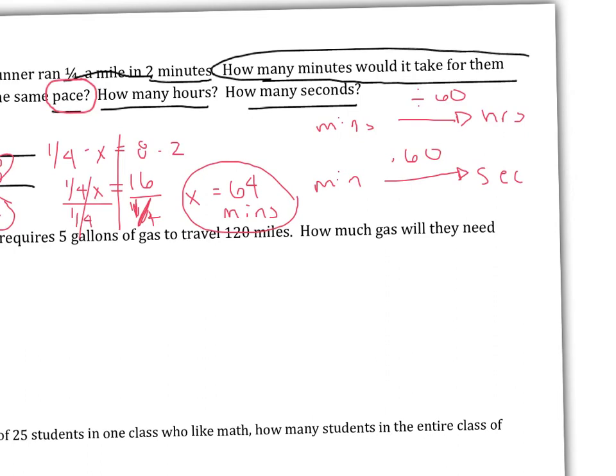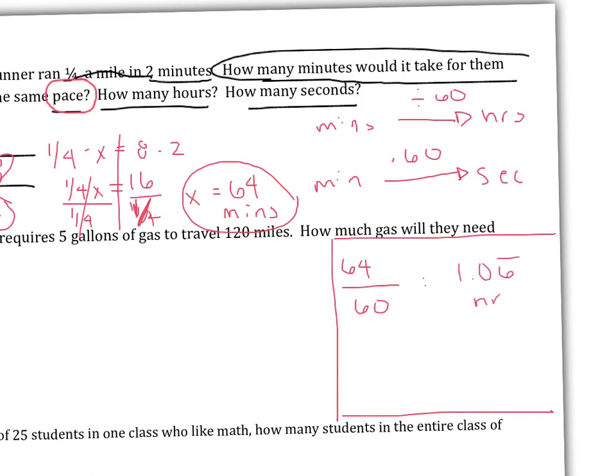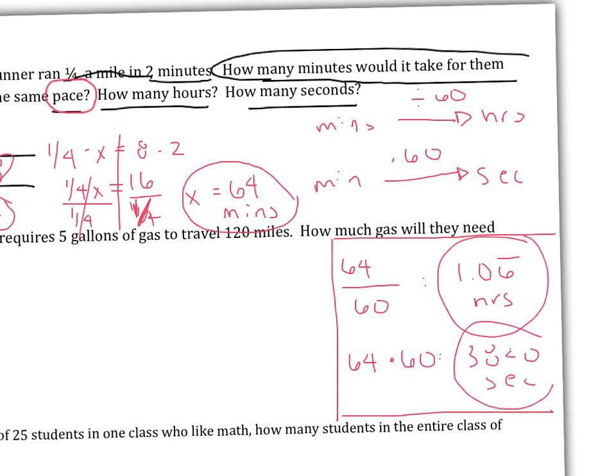So if you want to do this problem, I'll just do it down here. 64 minutes, if I want to figure out what that is as hours, I'm going to divide by 60. And that gives me 1.06 repeating hours. If I want to go from 64 minutes to seconds, I'm going to times by 60. And that gives me 3,840 seconds. Don't worry too much about converting right now. We want to just make sure we can do our USA box. That's the most important thing for this objective.